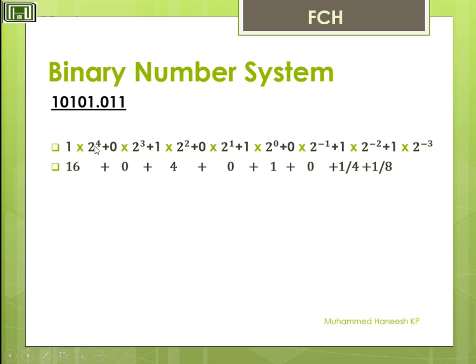1 into 2 raised to 4, that is 16. 0 into 2 raised to 3, 0 into 8, that is 0. 1 into 2 raised to 2, that is 1 into 4, that is 4. 0 into 2 raised to 1, that is 0 into 2, that is 0. 1 into 2 raised to 0, that is 1 into 1, that is 1.